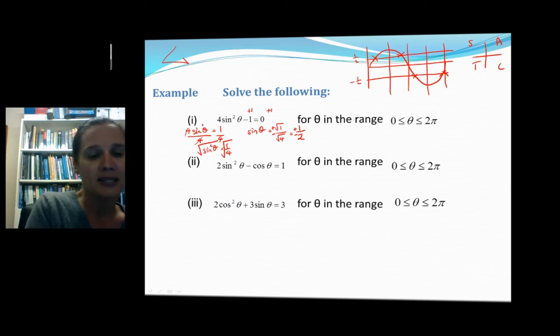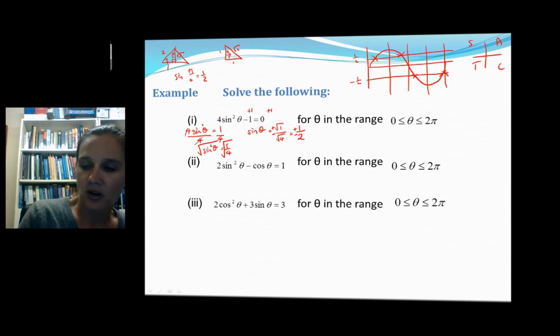So if we put in our space up here, we're going to draw our unit circle. Here we've got 1, 2, root 3, pi on 3, and pi on 6. We've got 1, root 2, and pi on 4. So here we know sine of pi on 6 is equal to a half.